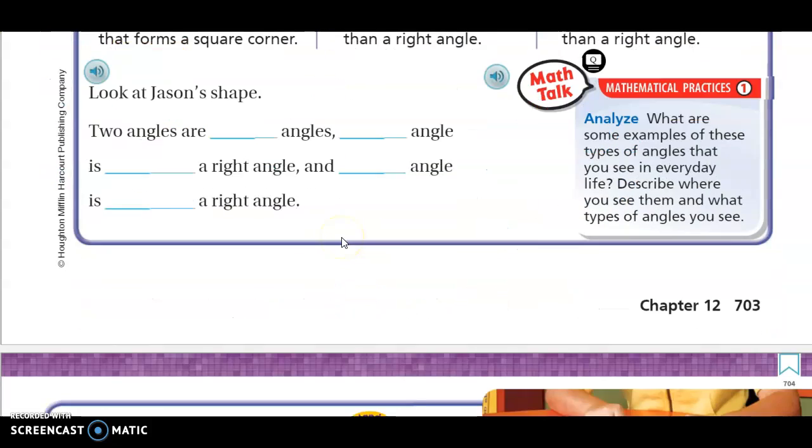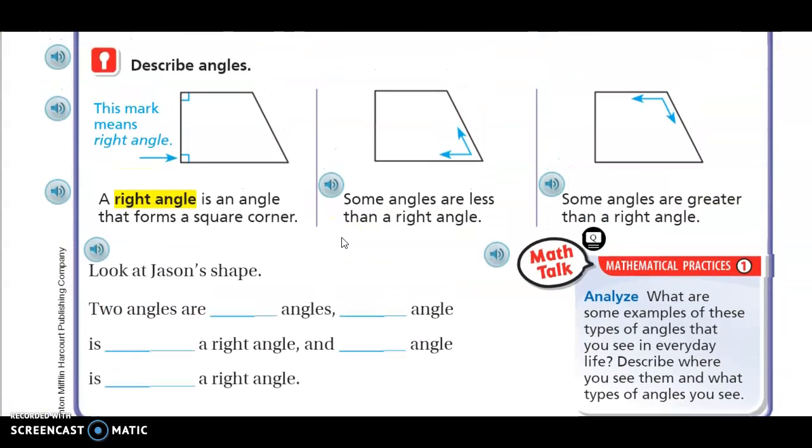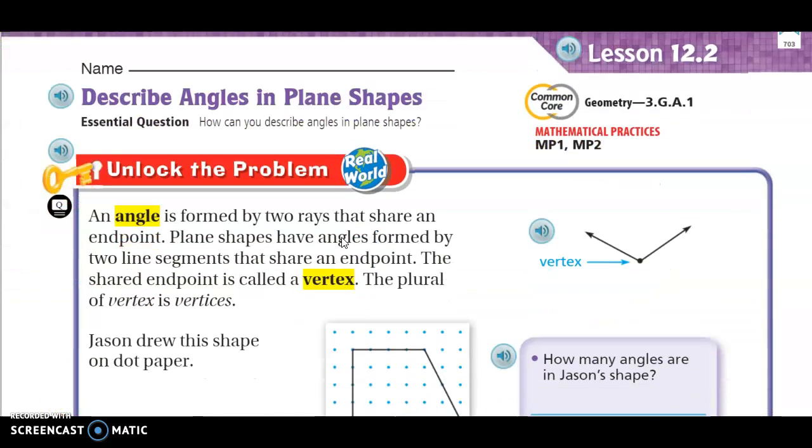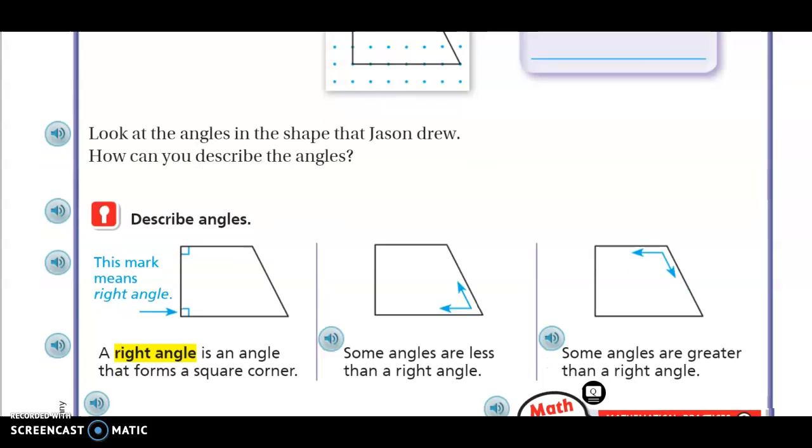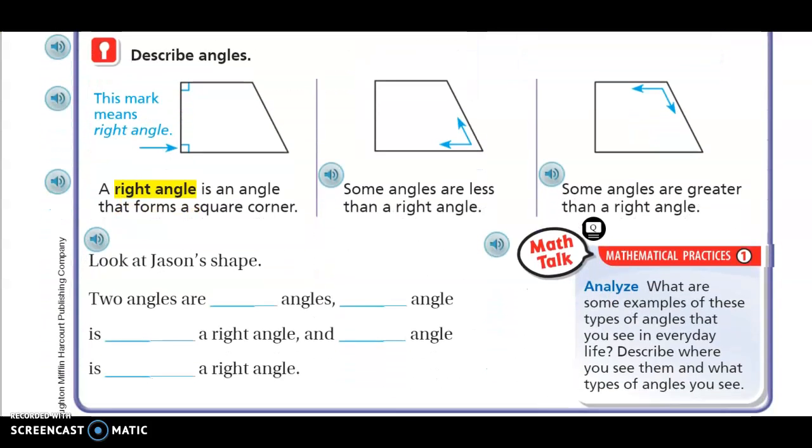So if we look back at Jason's shape way up here, all right. So we go, whoa, whee. All right, Jason's shape. So this is what we're looking at to answer this next question. If we look at Jason's shape, the question is, two angles are blank angles. Blank angle is a right angle, and a blank angle is a right angle.